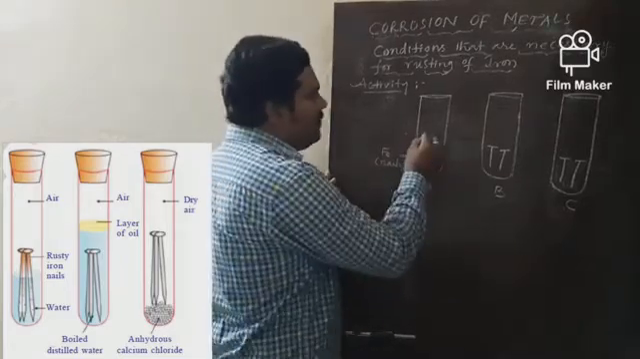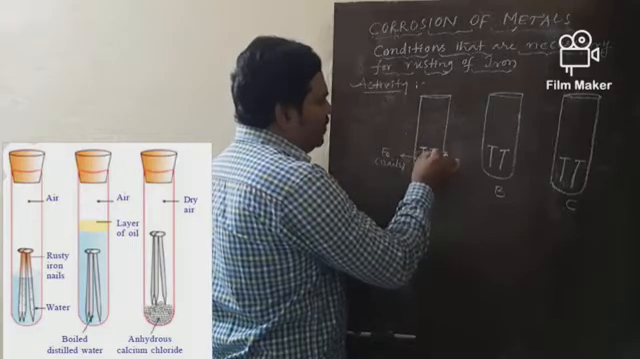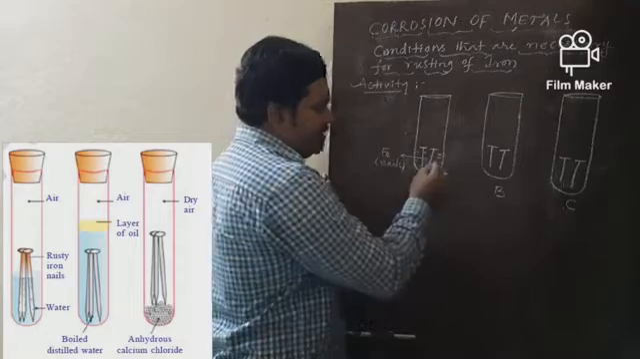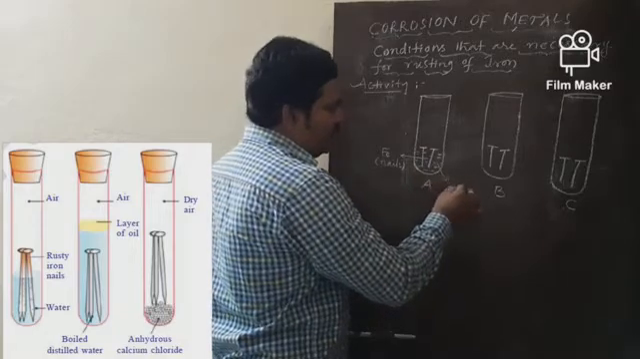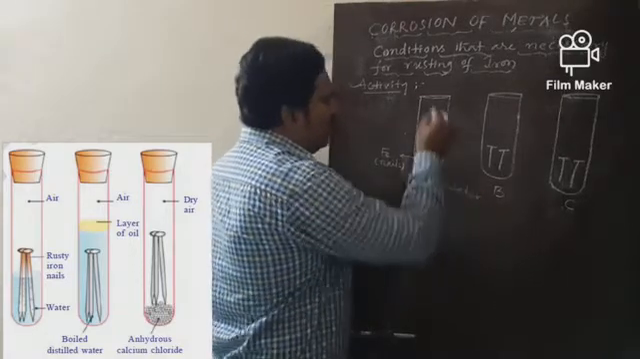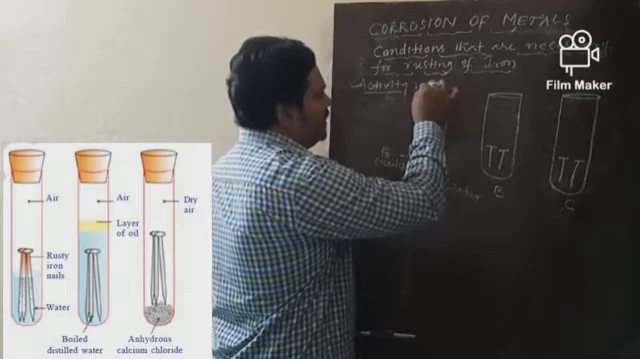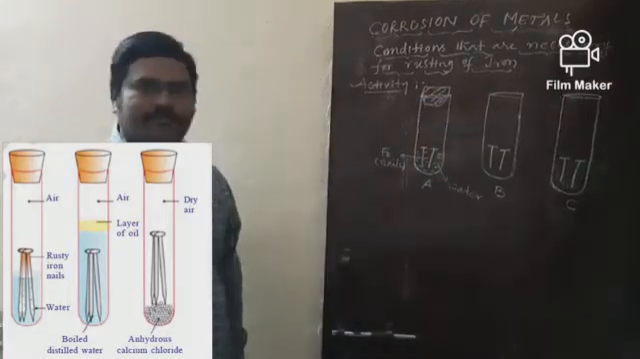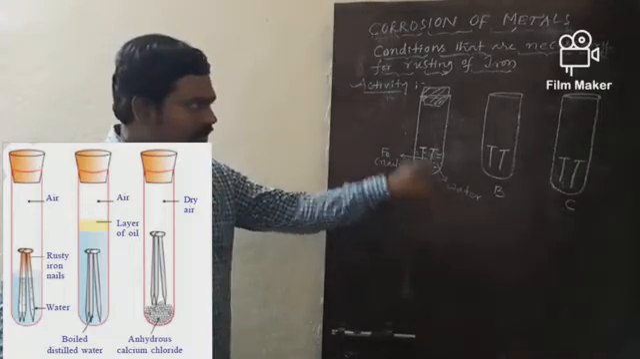Pour some water in test tube A. So test tube A consists of what, my dear? Water. And cork it immediately. Cork it, yes. We even provide the cork. Pour some water in test tube A.